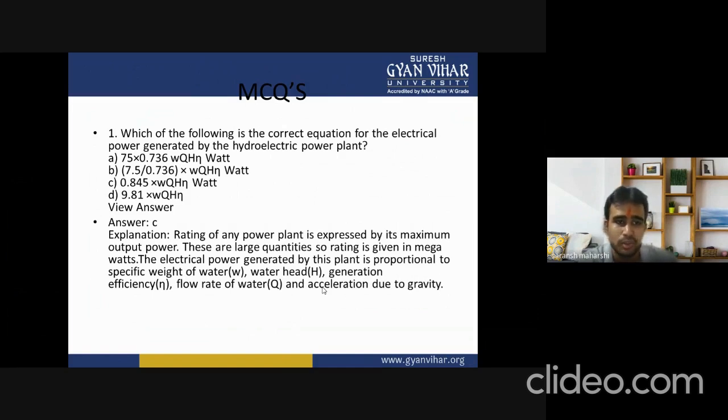Then the correct answer is option C, 0.845, because the rating of any power plant is expressed by its maximum output power. There are large quantities, so rating is given in megawatts. The electrical power generated by this plant is proportional to the specific weight of the water, denoted by small w, water head, denoted by capital H, generation efficiency, denoted by eta, flow rate of water, represented by capital Q, and the acceleration due to gravity.